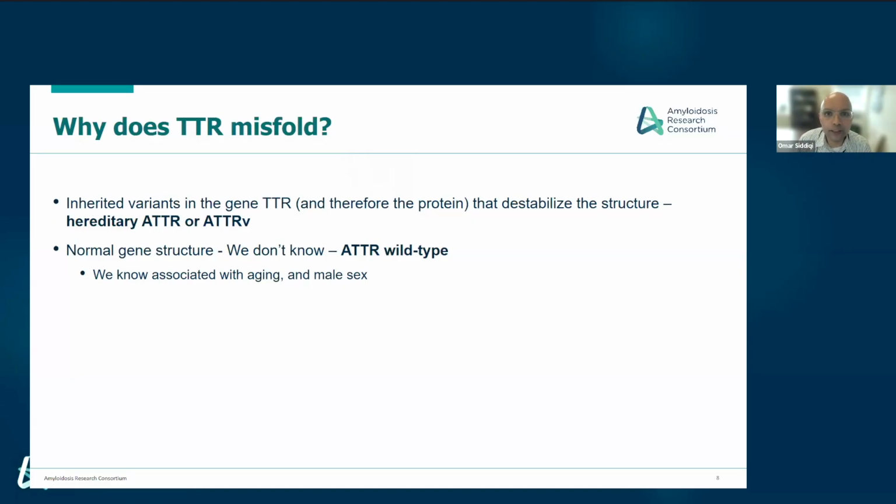But the vast majority of patients with ATTR cardiac amyloidosis are going to have wild-type, or genetically normal, protein, and we actually don't know why it misfolds. It's a process of aging, we know that, and we know that there is a male proclivity. So males are more likely to have ATTR wild-type cardiac amyloidosis. But beyond that, we actually don't know what causes the transthyretin to break down and misfold.